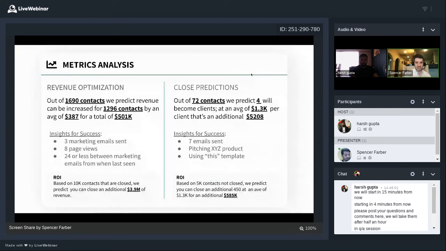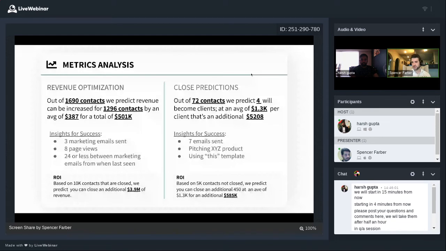So then having those insights for success, and these are just 3 very basic examples that can get much more detailed, is really important for your leadership to be able to implement quickly and be able to do it in real time. So they're not having to play catch up and look at it every quarter, every year, but on a weekly, a monthly basis, etc., even real time. And so, for example, we can look at, hey, 3 marketing emails have been sent. There's been 8 page views, or 24 hours or less between marketing emails from when last seen, is sort of the spikes that help us convert more with these types of deals, so that we know, let's implement those things, let's push those through to these deals.